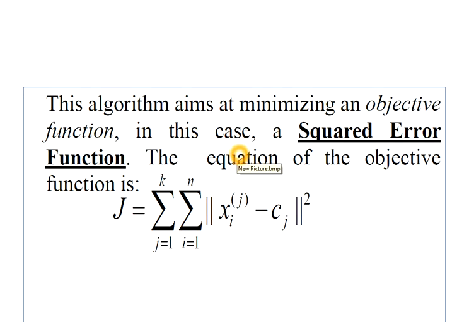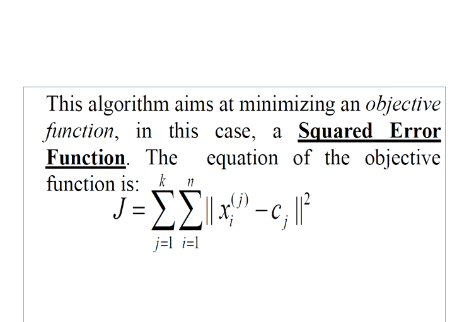Well, you should note down that here we have an objective function that we always try to minimize, and that is known as the squared error function. What is that? Squared error function. Because you will see in the objective function, we are squaring the distance of every point to the centroid of each cluster. And this equation is J equals the sum over j from 1 to k, the sum over i from 1 to n, of xi(j) minus cj, whole square.